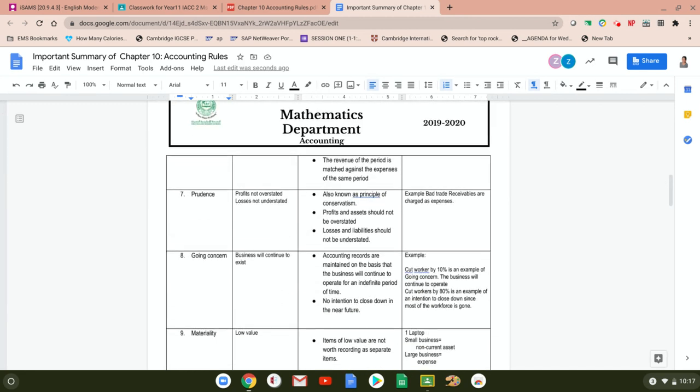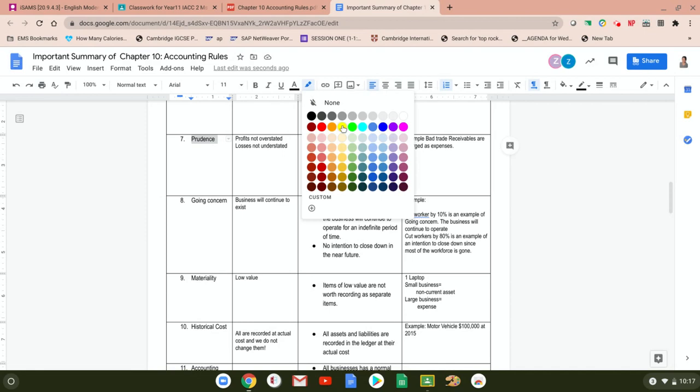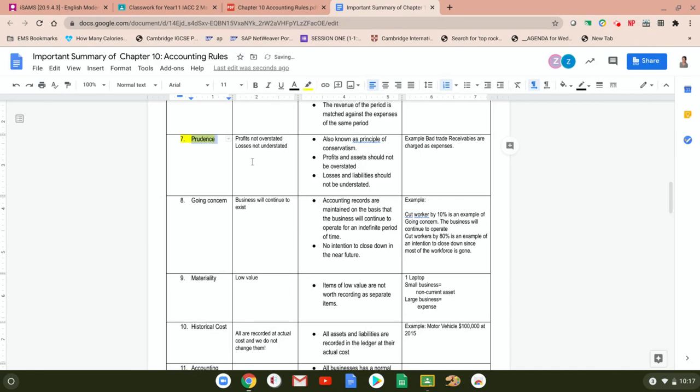All right. Prudence. So in the prudence principle, we are now at the seventh principle. This is the most popular principle or rule in all of the accounting rules. It simply means we do not overstate our assets and our profits, and we do not understate our losses or expenses. So this is it.